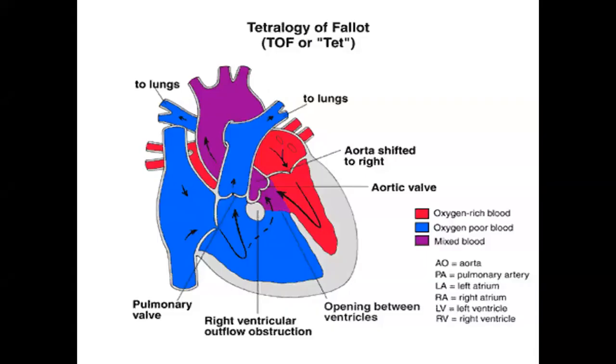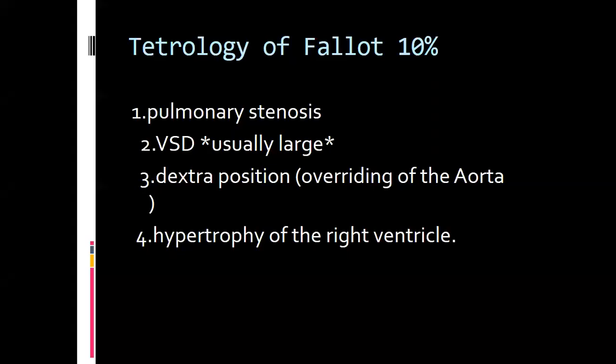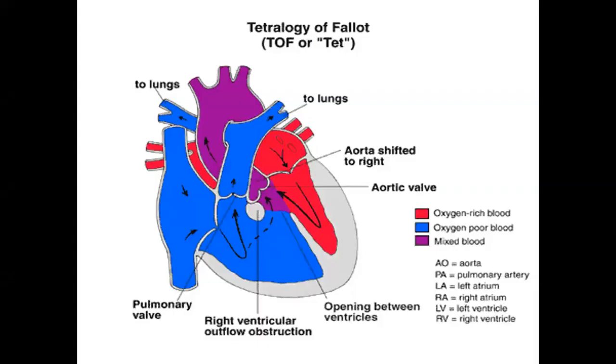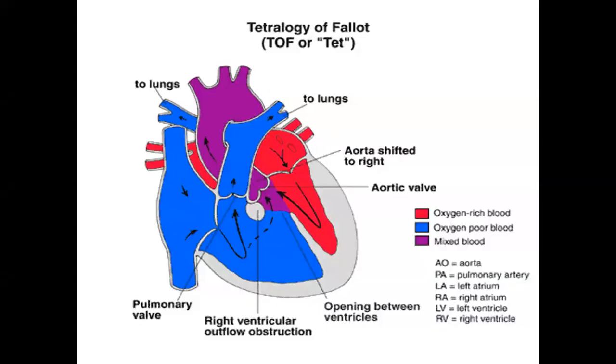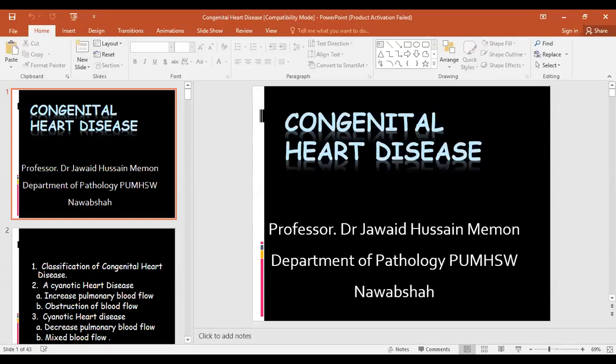Now this is a clinical picture of the heart. It shows four things. Number one, there is the pulmonary stenosis. They also have the ventricular septal defect, and also the overriding of the aorta. And there is hypertrophy of the right ventricle. You can see the right ventricular hypertrophy in the case of the tetralogy of Fallot. Now, thank you. So this is all about congenital heart disease.